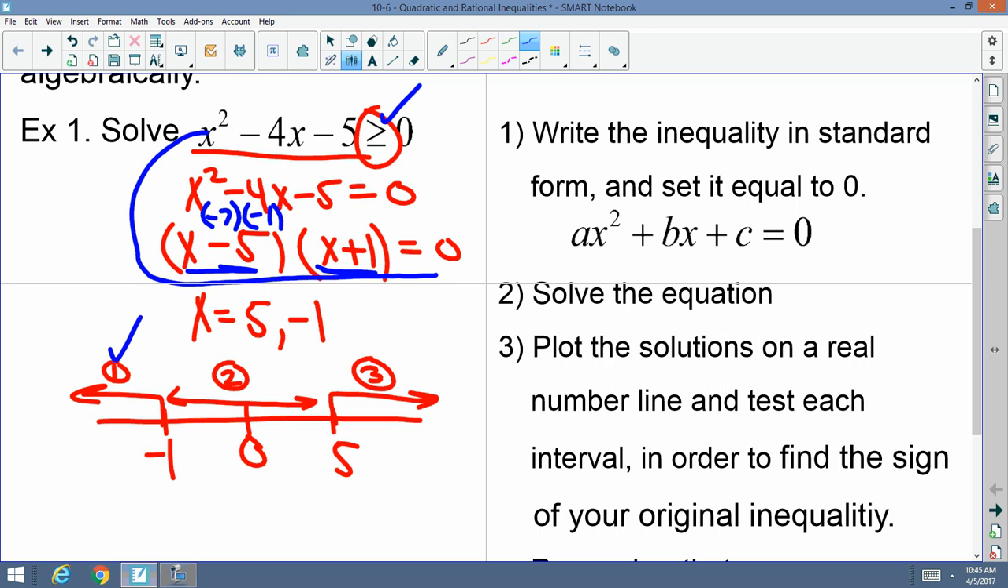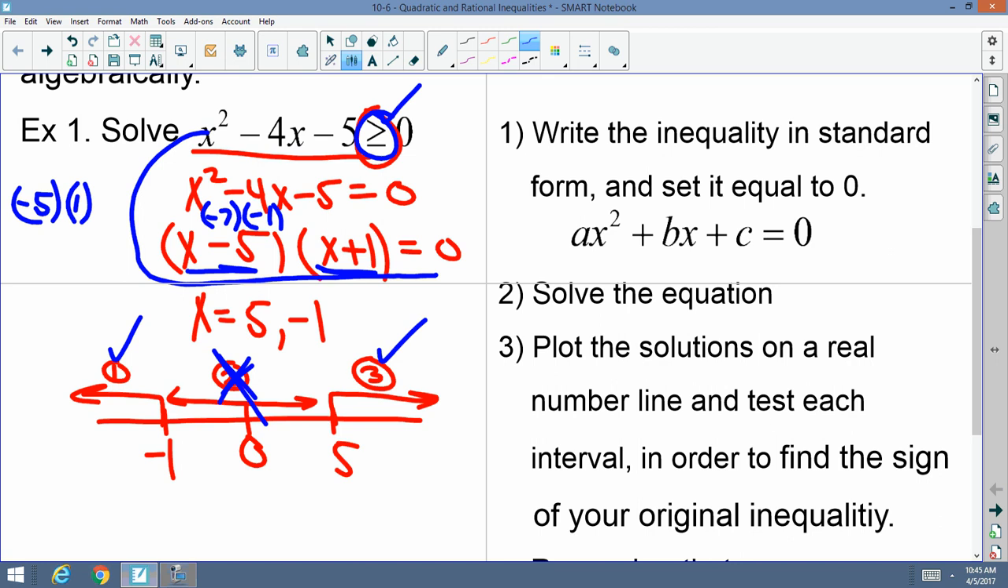If this works, this will never work, and that will always work. I'll prove it to you. When x is 0, what's 0 minus 5? Negative 5. What's 0 plus 1? What's negative 5 times 1? Is negative 5 greater than 0? So that's why this guy doesn't work. Let's go to the third section, which I said had to work already. A number greater than 5 is, what's 6 minus 5? 1. What's 6 plus 1? 7 times 1 is?